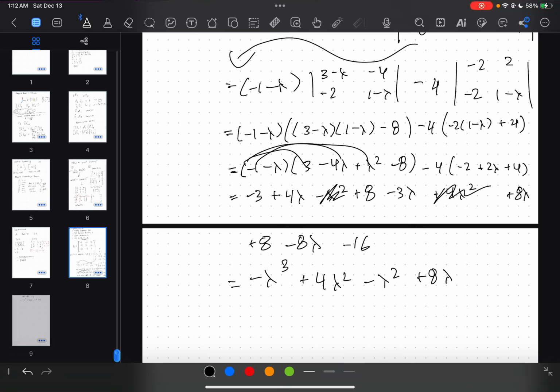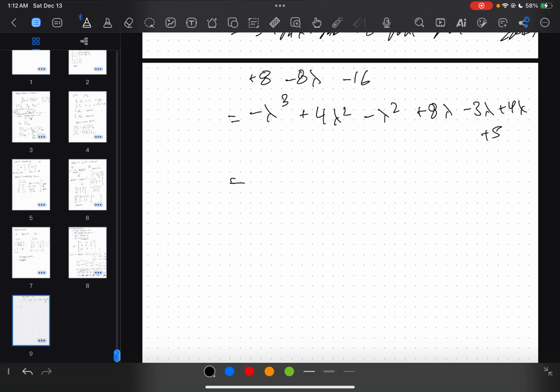Plus 8, minus 3, plus 4, plus 5, which gets us lambda cubed plus 3 lambda squared plus 5 lambda. Oh wait, actually it's plus 9 lambda plus 5.